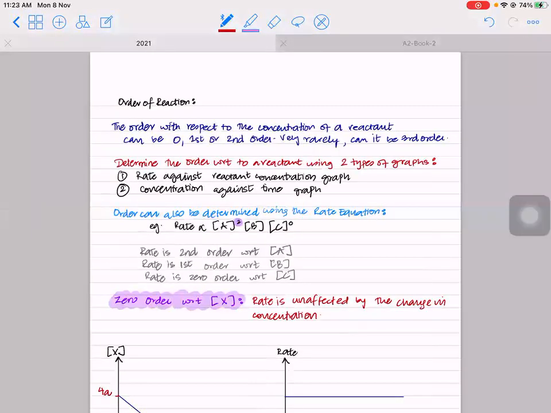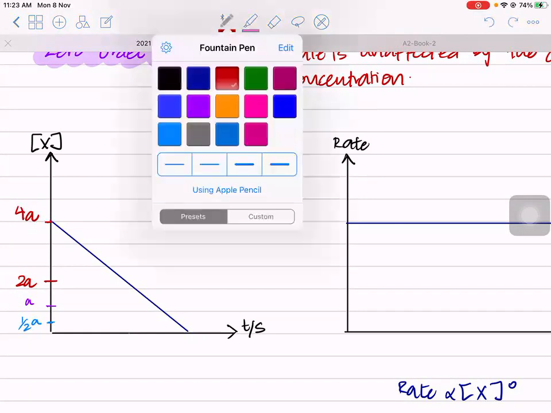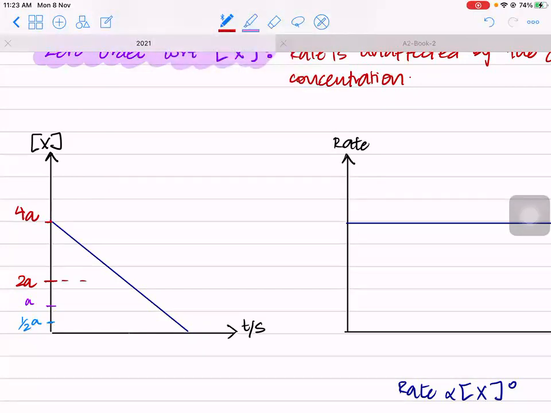So when you have a concentration time graph, it looks like this for zero order. How can you confirm that it is zero order? You will calculate the half-lives. What will you calculate? Half-lives. Now I have given the concentrations here. This is 4A, 2A, A, half A. So the initial concentration is what? 4A. What will be the half of 4A? 2A.